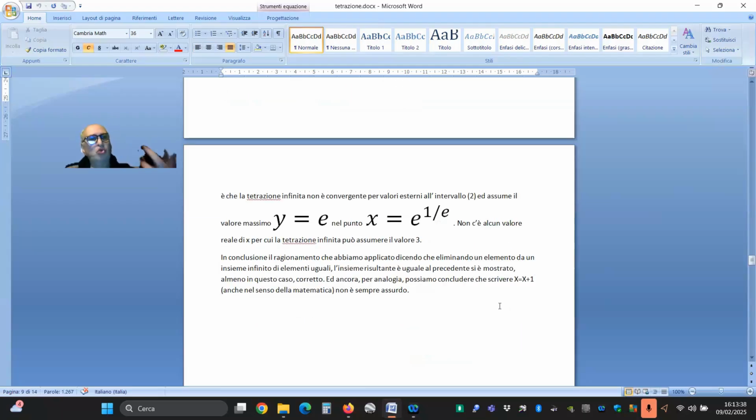X equals x plus 1, as absurd as it may seem to us from a logical mathematical point of view, though not from a computer science point of view, where we know it has a completely different meaning. As absurd as it may seem from a logical mathematical point of view, in reality, it can sometimes occur when x, for example, is an infinite set of identical elements, etc.